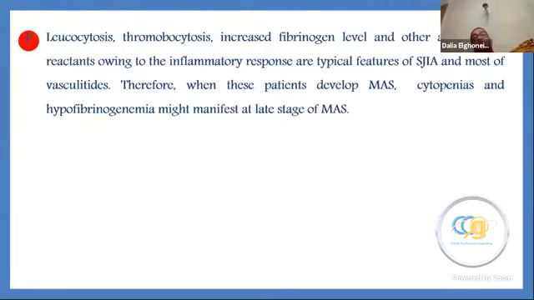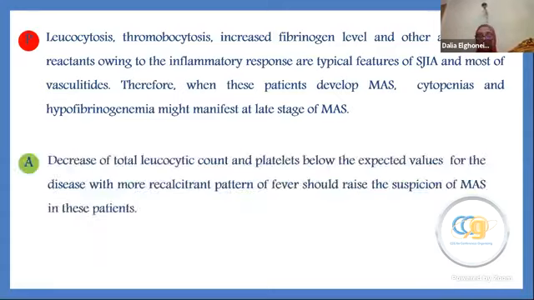So what about systemic JIA and other systemic vasculitis? They can have leukocytosis, thrombocytosis, increased fibrinogen level, and other acute phase reactants. How can we solve this problem? If I find a decrease of the total leukocytic count and platelet count below the expected value for the disease, even if it is still within the normal range. I mean, if a patient with systemic JIA comes with fever, and his platelet count is 200, this is normal, but it is not normal at all for a patient with systemic JIA.